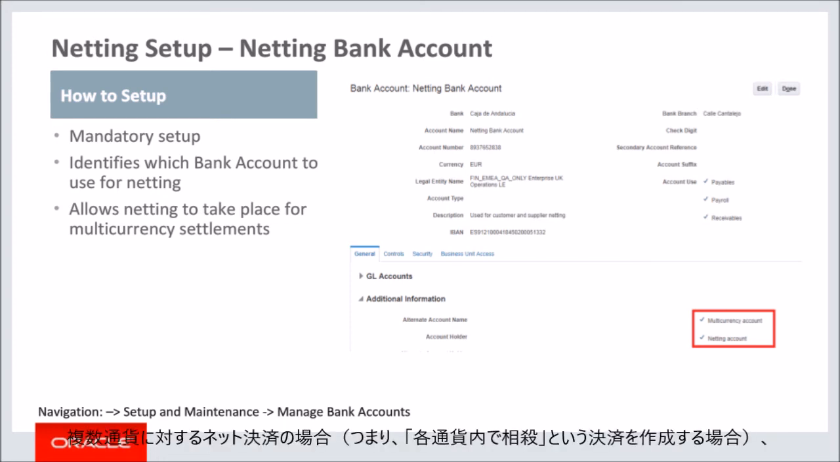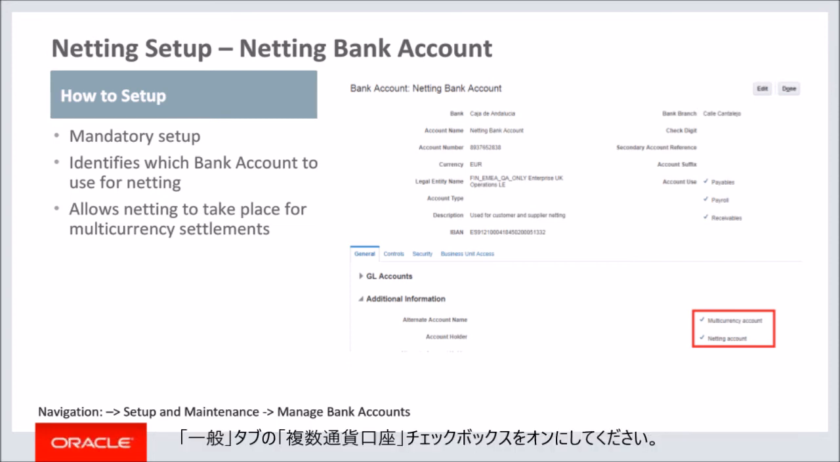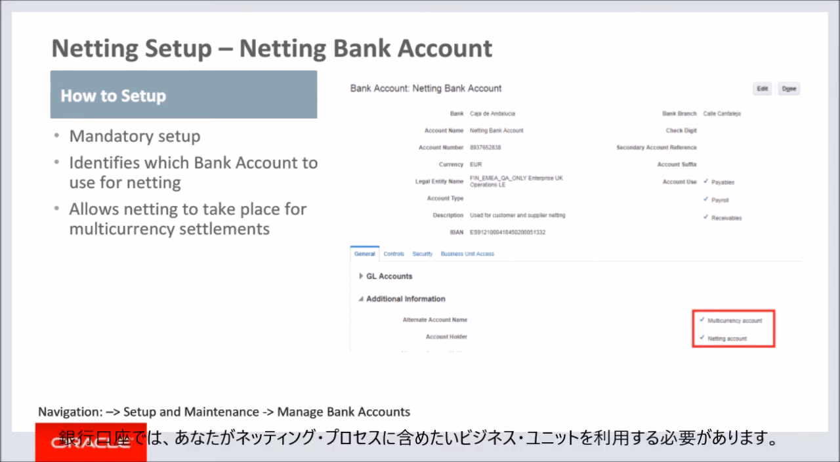For netting settlements that are for multiple currencies, for example, if you create a settlement that nets within each currency, you must check the Multi-Currency Account checkbox in the General tab. Finally, assign the business units to the bank account in the Business Units Access tab. The bank account must also have access to the business units that you want to include as part of your netting process.